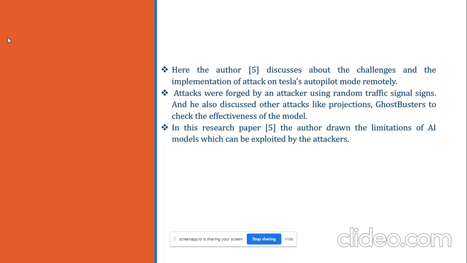Here, the author discusses the challenges and the implementation of attacks on the Tesla autopilot mode remotely, attacks forced by an attacker using random traffic signs. He also discussed other attacks like projection, and Ghostbusters, to check the effectiveness of the model. In the research paper, the author draws out the limitations of the AI model and its exploitation by the attack.